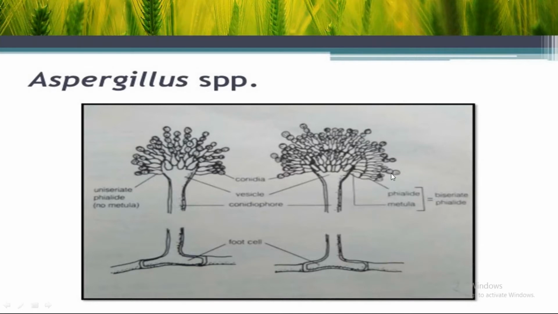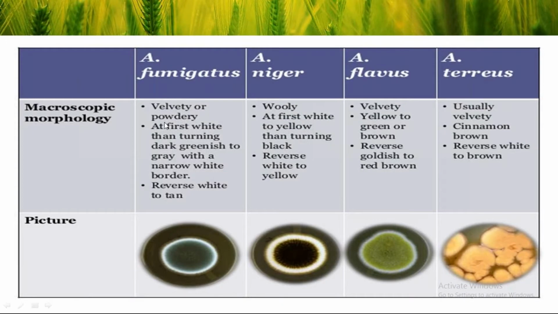Based on macroscopic morphology, you can see different pictures so that you can identify. Aspergillus fumigatus is velvety or powdery. At first it is white, then it turns dark greenish to grey with a narrow white border. The reverse is white to tan. So, smoky green. Just remember fumigatus, fumes. So fumes to fumigatus. Okay, so smoky green color you can remember very easily.